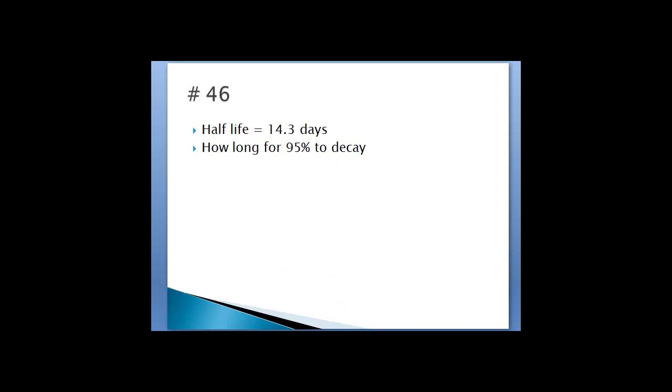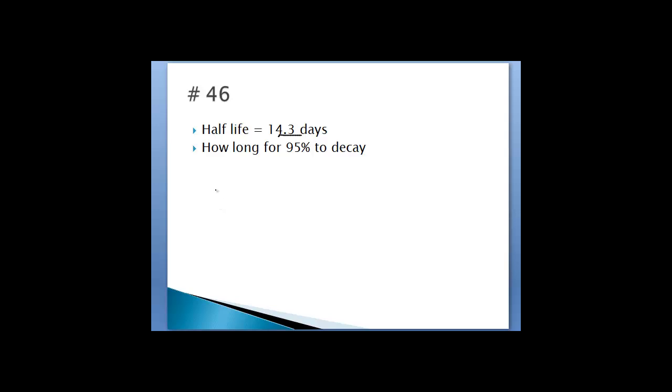Alright, let's do the last one here and finish this up. Number 46 says the radioactive isotope P-32 decays by first order kinetics, has a half-life of 14.3 days, and we want to know how long it will take to use up 95% of our material. This is a very classic radioactive decay or half-life problem.